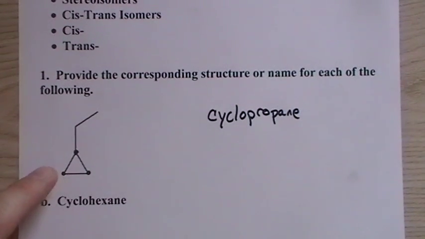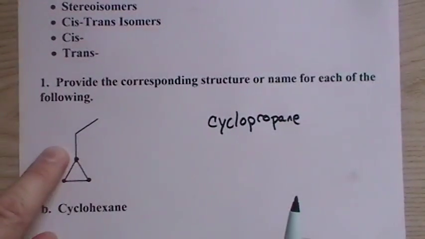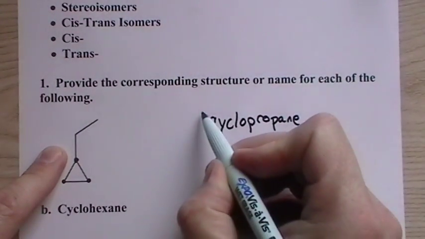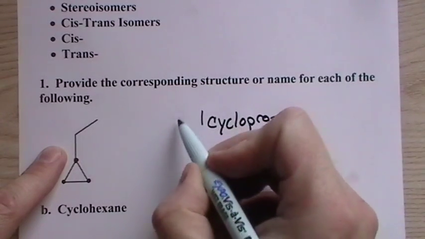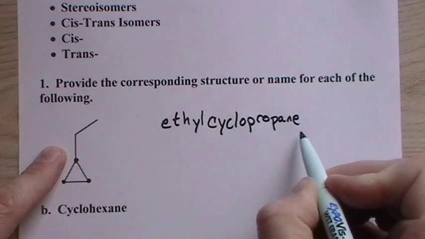They'll call this ethyl propane. It has to be ethyl cyclopropane. Now, that is an ethyl group here. And so we'd make this ethyl, writing it backwards just so I don't leave a space there, ethylcyclopropane.